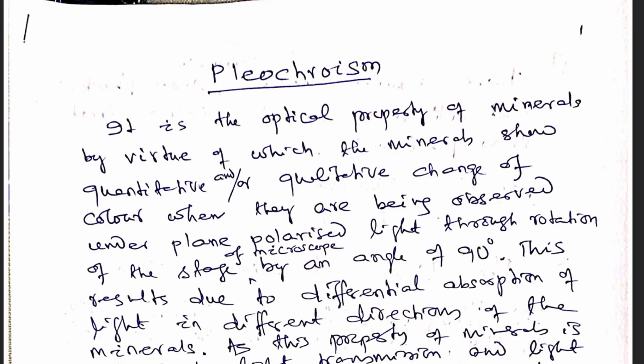Hello students, today we will discuss pleochroism. It is one of the important properties of minerals by virtue of which minerals are identified under the petrological microscope. So what is pleochroism? Pleo means more than one, chroism means color. A mineral displays more than one color when it is viewed in plain polarized light in the microscope.